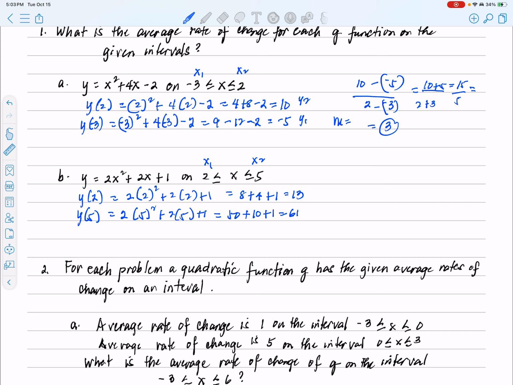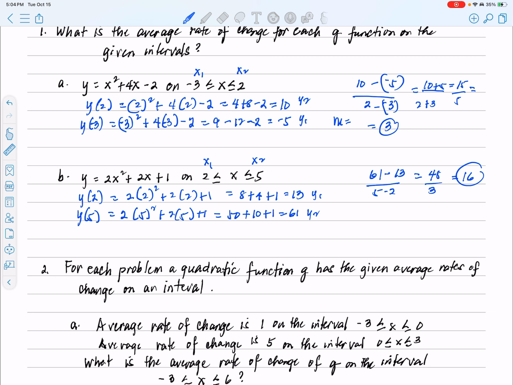Okay. Let's do the change of slope. So this will be your y sub 2, and this is y sub 1. So you have 61 minus 13, over 5 minus 2. So that would be 48. 61 minus 13, that's 48. Divided by 3, you have 16. Okay? All right. You got it.